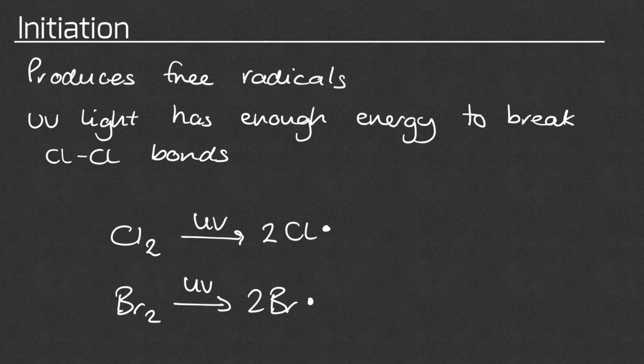You could also be asked to write free radical equations for other halogens, so the process would work exactly the same with, for example, bromine instead of chlorine. 1 molecule of bromine would be photodissociated by the UV light, producing 2 bromine radicals, making sure we clearly add the dot somewhere on the atom to represent that it is now a free radical.